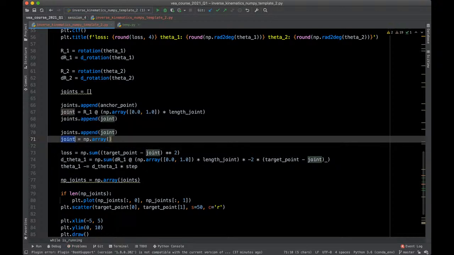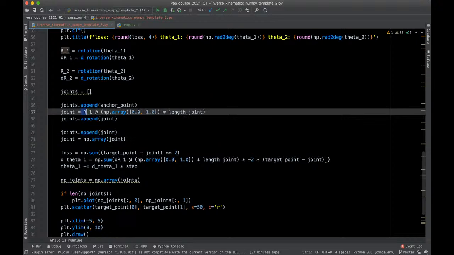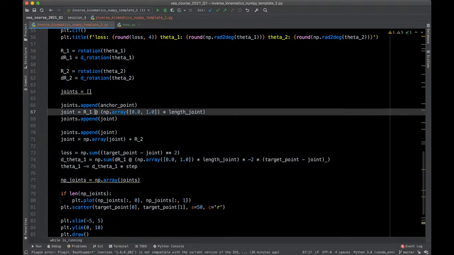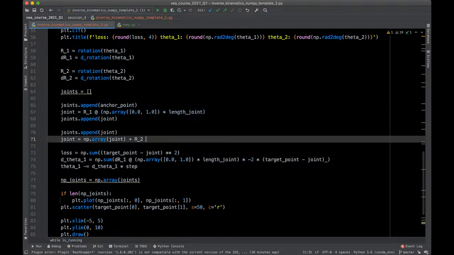One way to copy the contents of the array so that we don't have a pointer is to use np.array or np.clone or whatever. I just don't want to rewrite this line, that's why I do it. Basically it's the same stuff, just repeated and chained together. So here we chain together the next part. The next part is R2, and again multiplied by this guy. So that's great.